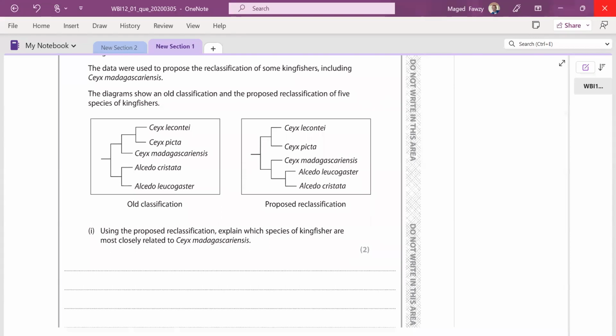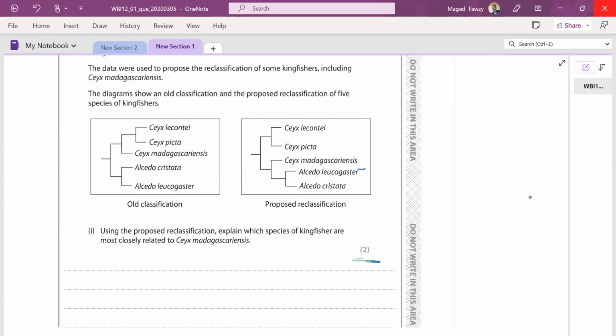He wants you to use the proposed reclassification, explain which species of kingfisher are most closely related to Syx madagascariensis. It is 2 marks. You have to say which ones and why.